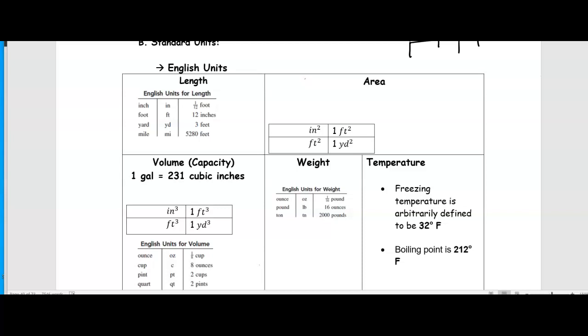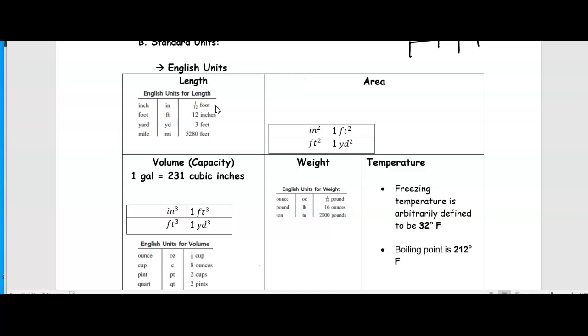All right, so we're going to talk about English units. This part of the notes, we're on page 1 of the 11.1 notes, and I've already included some screenshots from the book of some of the most common English units, for area and length and volume, weight and temperature. So let's just jump to area. We're going to talk about inches to feet conversion first.